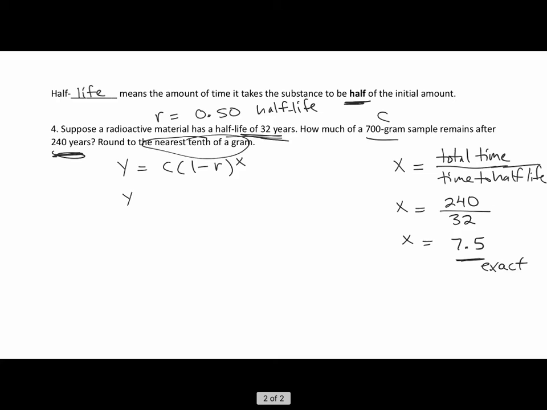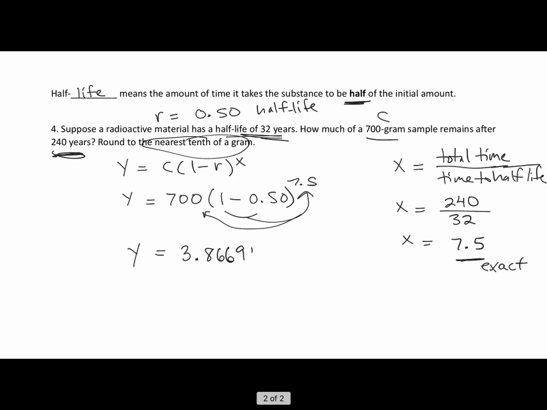So what we're solving for here is the future amount. If we start with 700, our rate is 50%, and our time interval here is 7.5. So you can put that in the calculator exactly as it is for graphing calculator. If you've got scientific, you must subtract. That'll be 0.5 raised to 7.5 multiplied by 700. And that answer will be 3.86699, etc. Round to the nearest tenth.